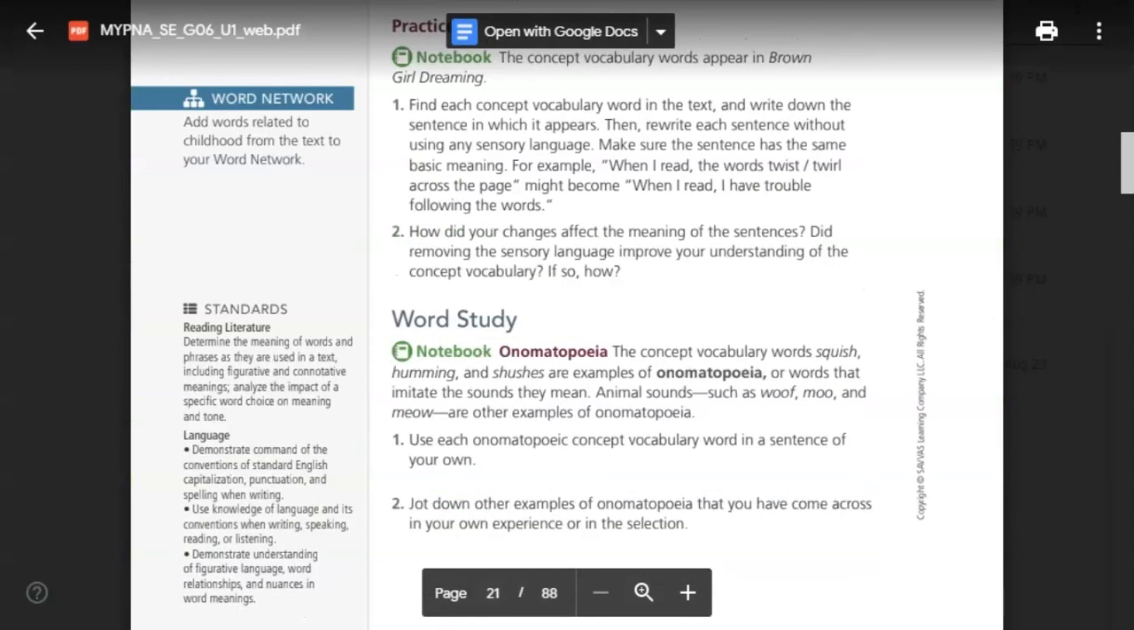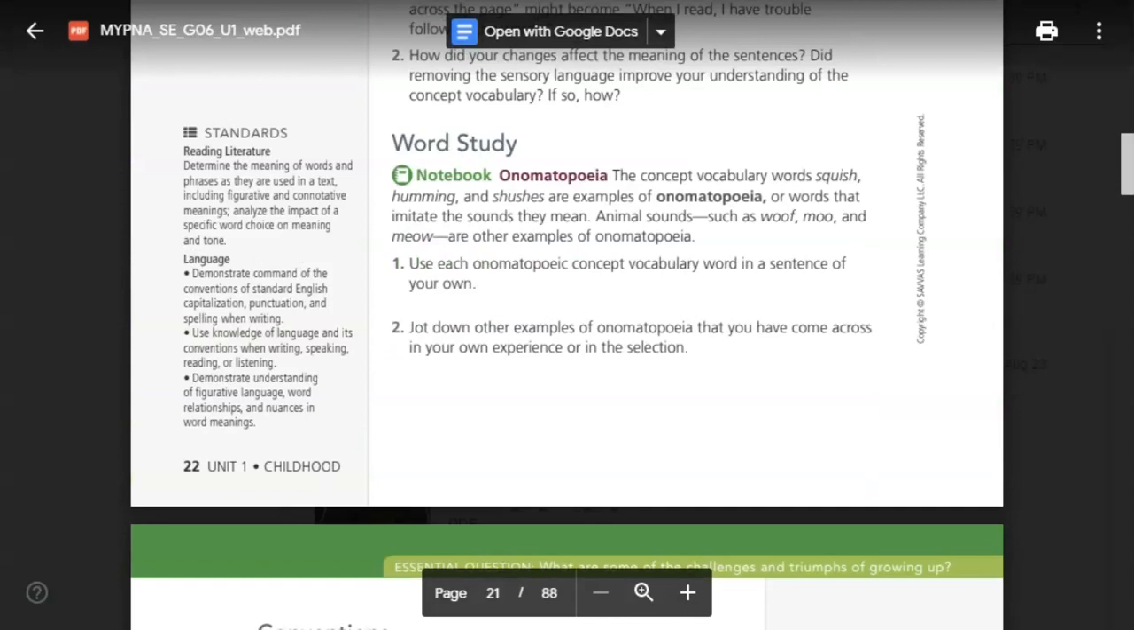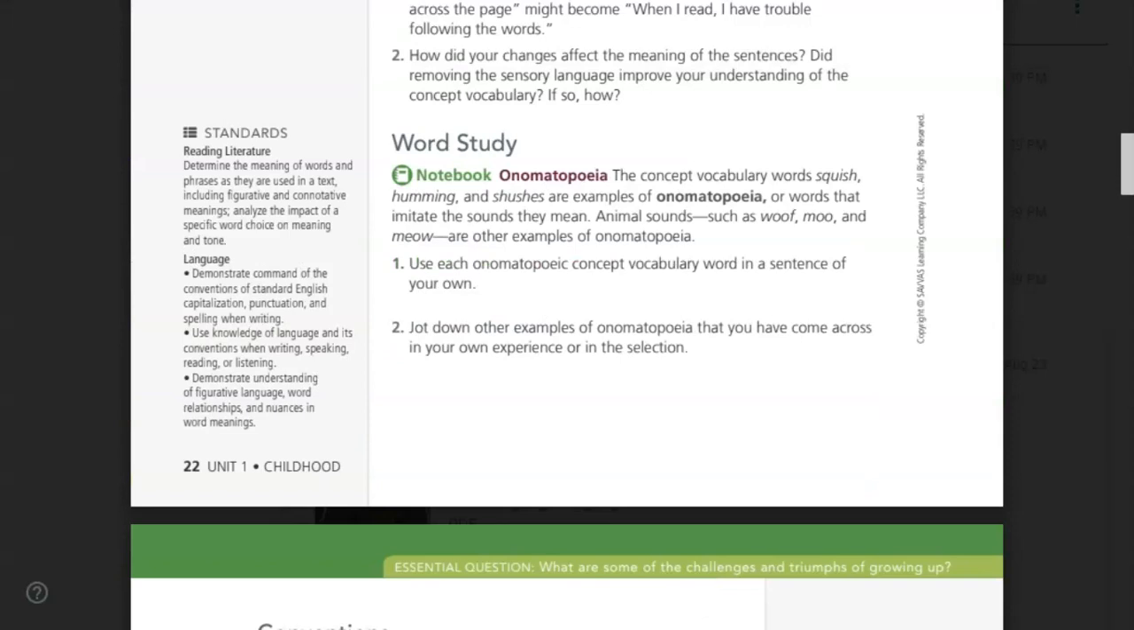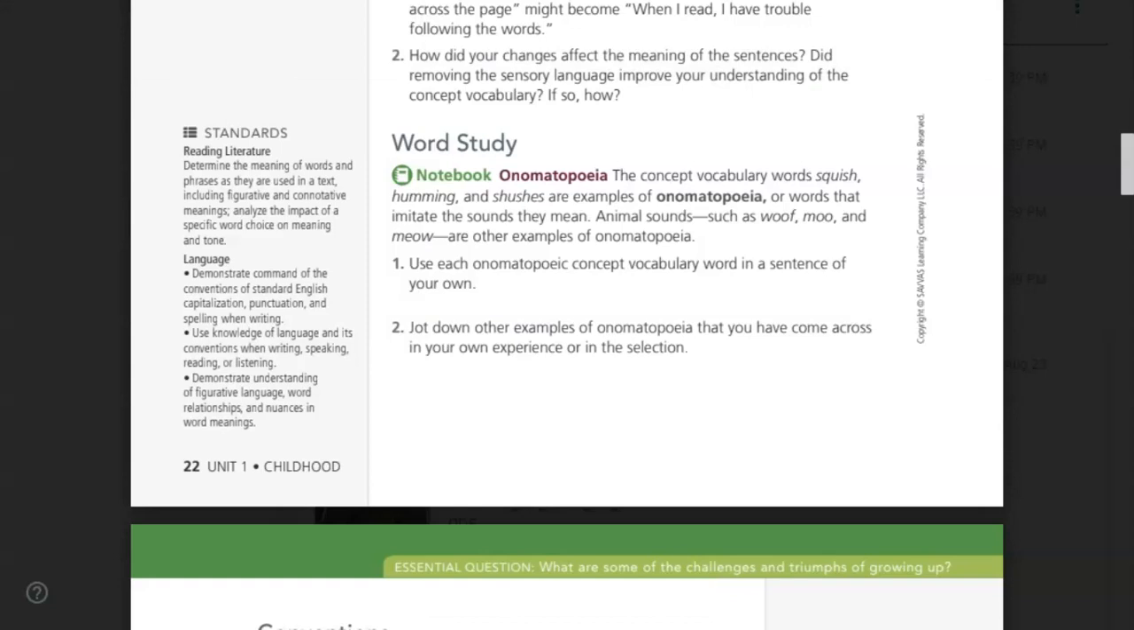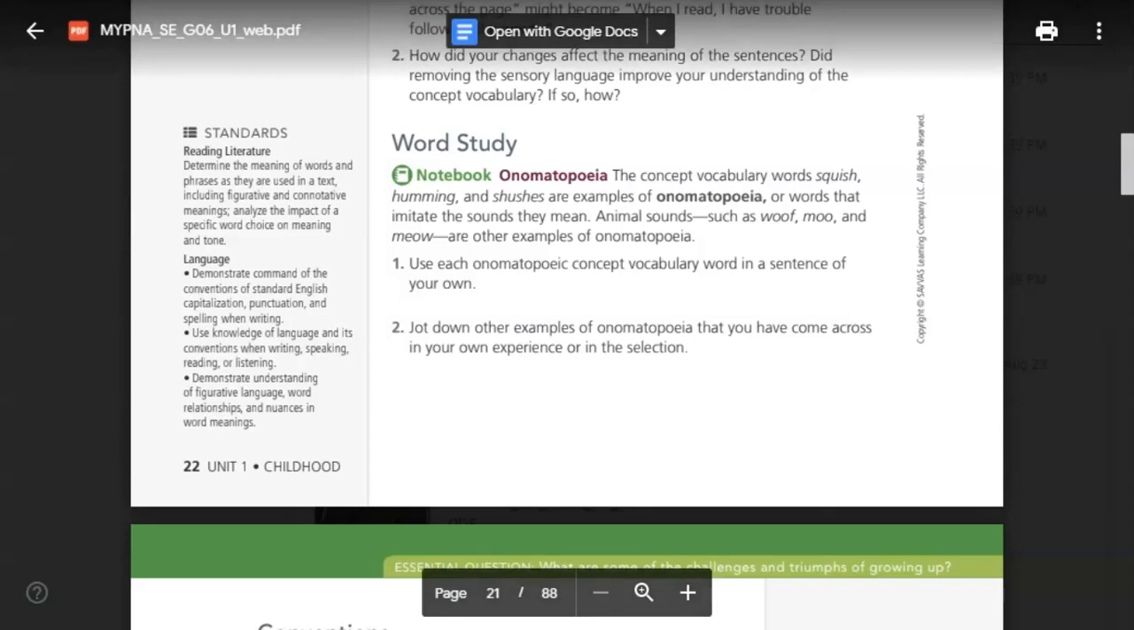And then for the word study, we have onomatopoeia. Yes, that's onomatopoeia. The concept vocabulary words: squish, humming and shushes are examples of onomatopoeia, or words that imitate the sounds they mean. Animal sounds such as woof, moo, and meow are other examples of onomatopoeia.